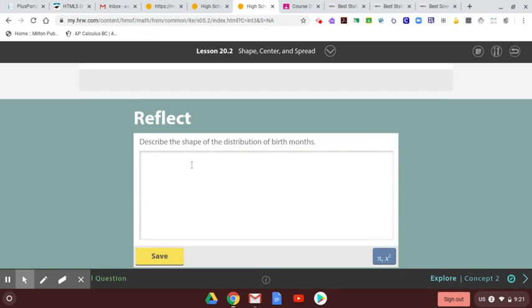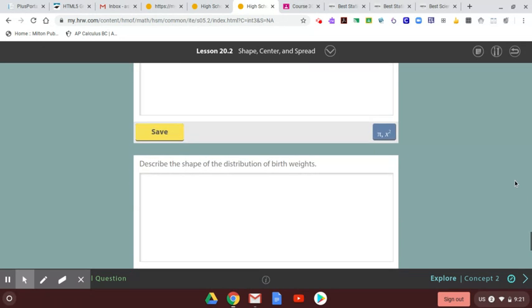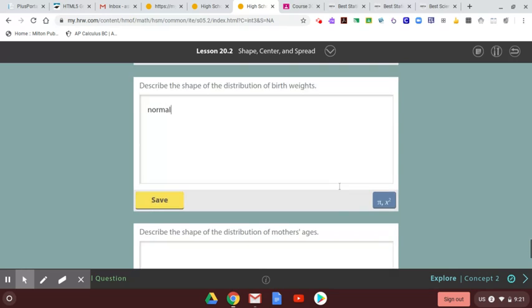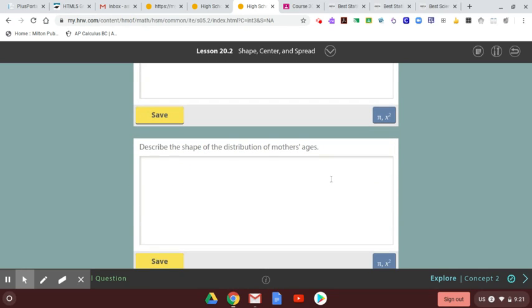So the shape of the distribution for the birth months would be uniform. The shape of the distribution of the birth weights was normal. And the shape of the distribution for the mothers' ages was skewed.